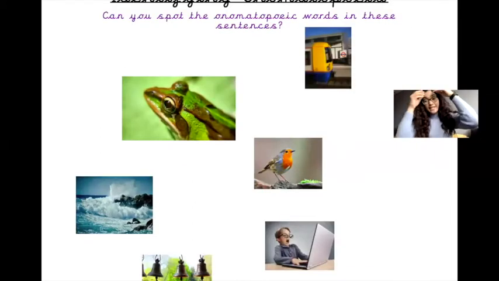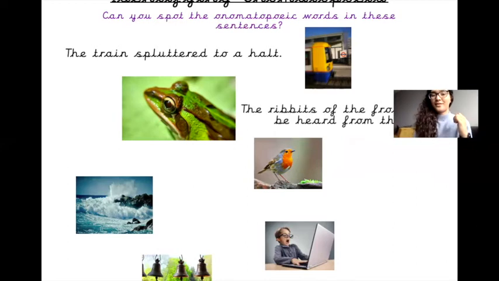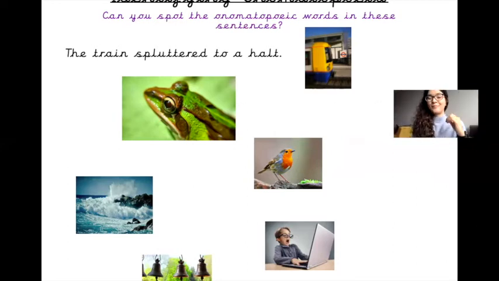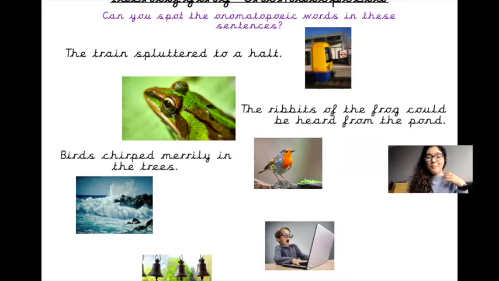You then have identifying onomatopoeia. Can you spot the onomatopoeic words in these sentences? The train spluttered to a halt. Where is the onomatopoeia there? It would be spluttered. The next one, the ribbits of the frog could be heard from the pond. So the ribbits is onomatopoeia because that's the sound that a frog makes, ribbit. Birds chirped merrily in the trees.